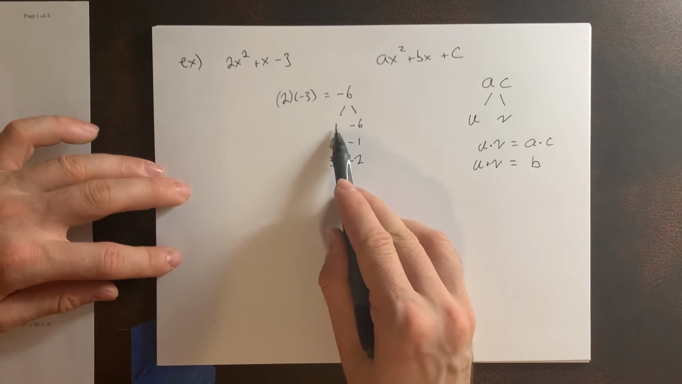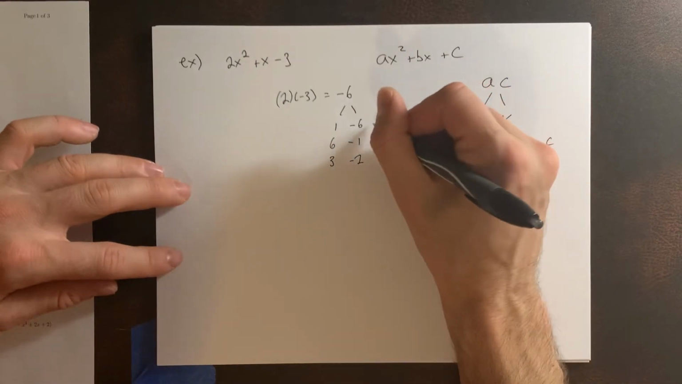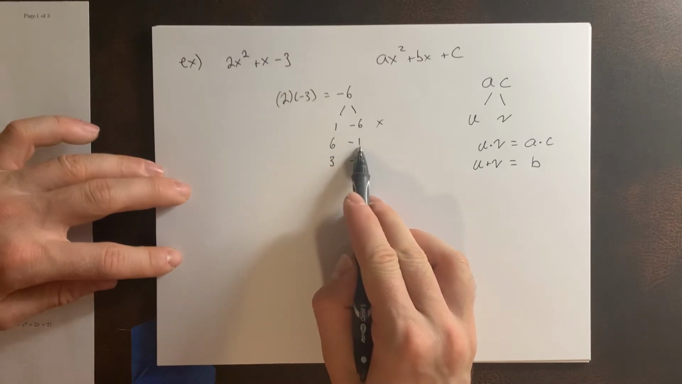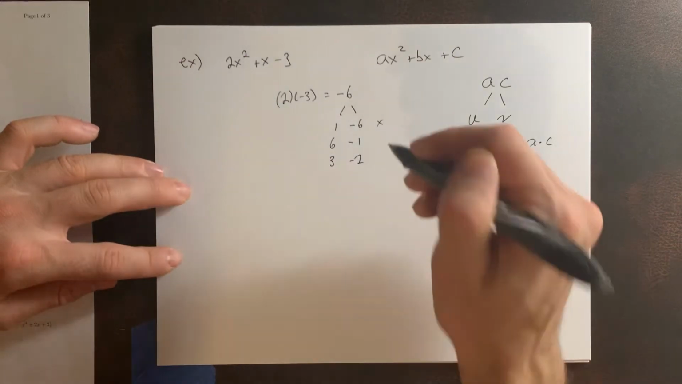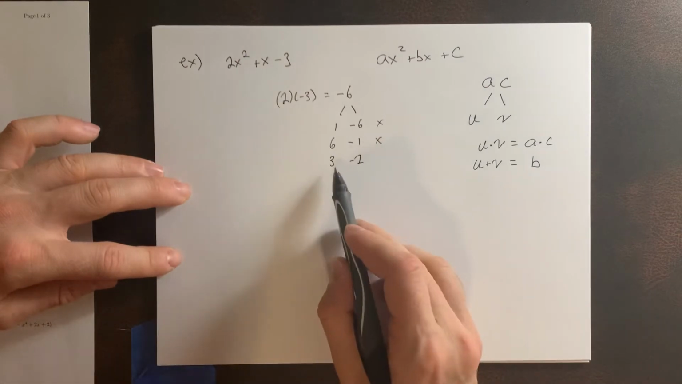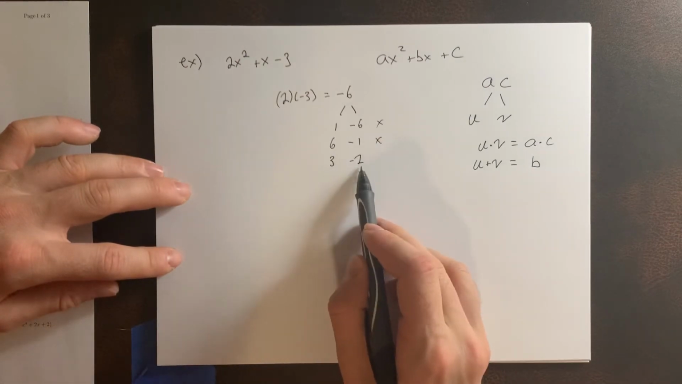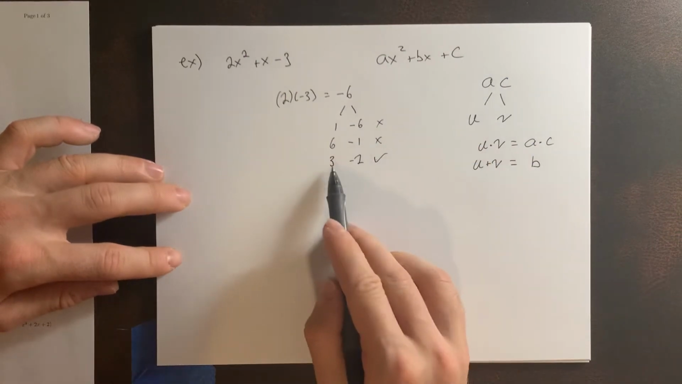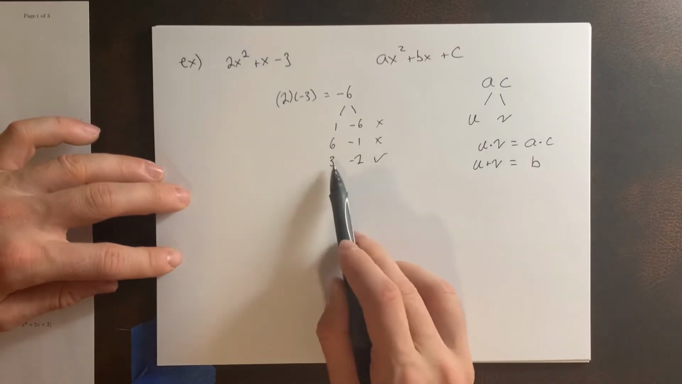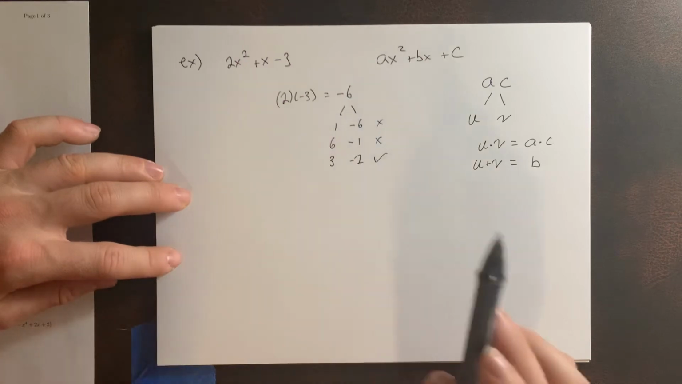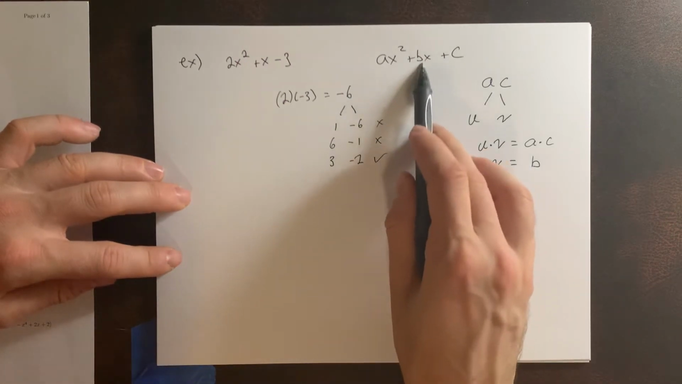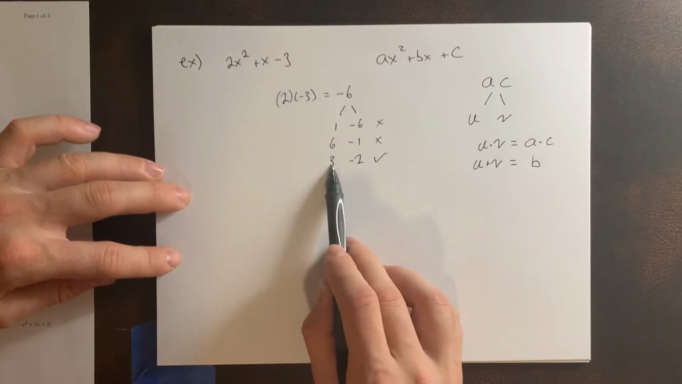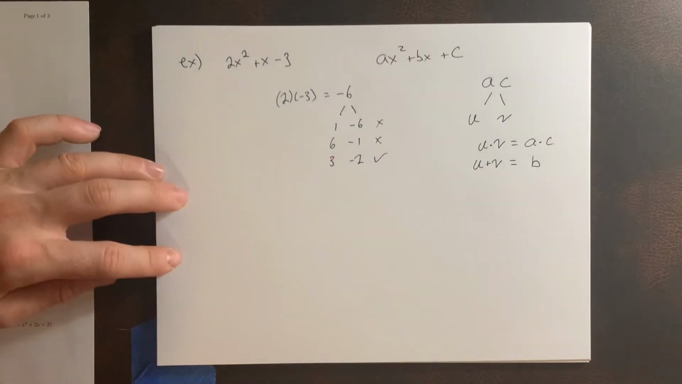If we add 1 and minus 6, we get minus 5. So that one's not going to work. If we add 6 and minus 1, we get positive 5. But again, we need a 1, so that one's not going to work. If we do 3 plus minus 2, we do get positive 1. So this one is going to work. So these are the two numbers right here that we need. We multiply them together, we get minus 6. And then when we add them together, we get our b, which is our middle number, which in this case is 1. So when we add these together, 3 plus minus 2, we get 1.